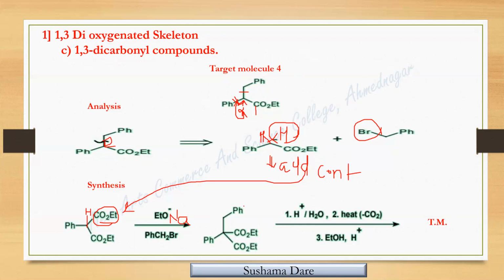With this, now you don't want the extra ester group, so one ester group has to be removed. Go for acid hydrolysis, getting COOH, COOH here. After getting COOH, COOH, decarboxylate by heating. And what is the next? Again, you esterify it so that it gives your target molecule.